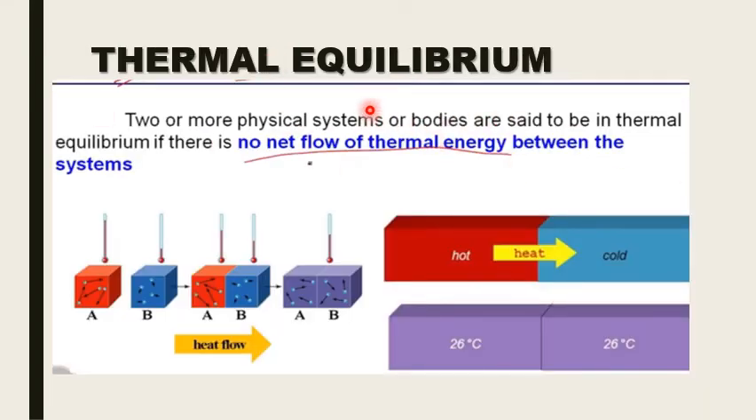Next one is thermal equilibrium. So two or more physical systems or bodies are said to be in thermal equilibrium if there is no net flow of thermal energy between the systems. You can see this first diagram. The temperature is more in one, and in the second one the temperature is less. After that, what will happen? If the heat is transferring, both will attain the same level. So from the hot body to the cold body, it attains the same temperature, 26 degrees centigrade, 26 degrees centigrade.